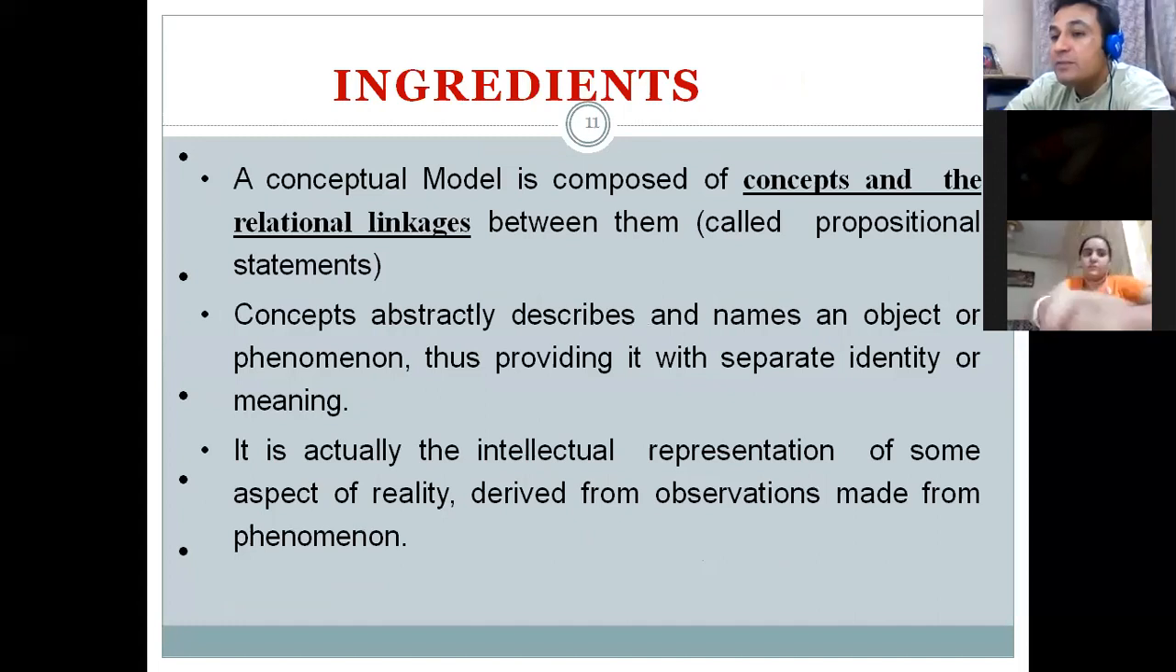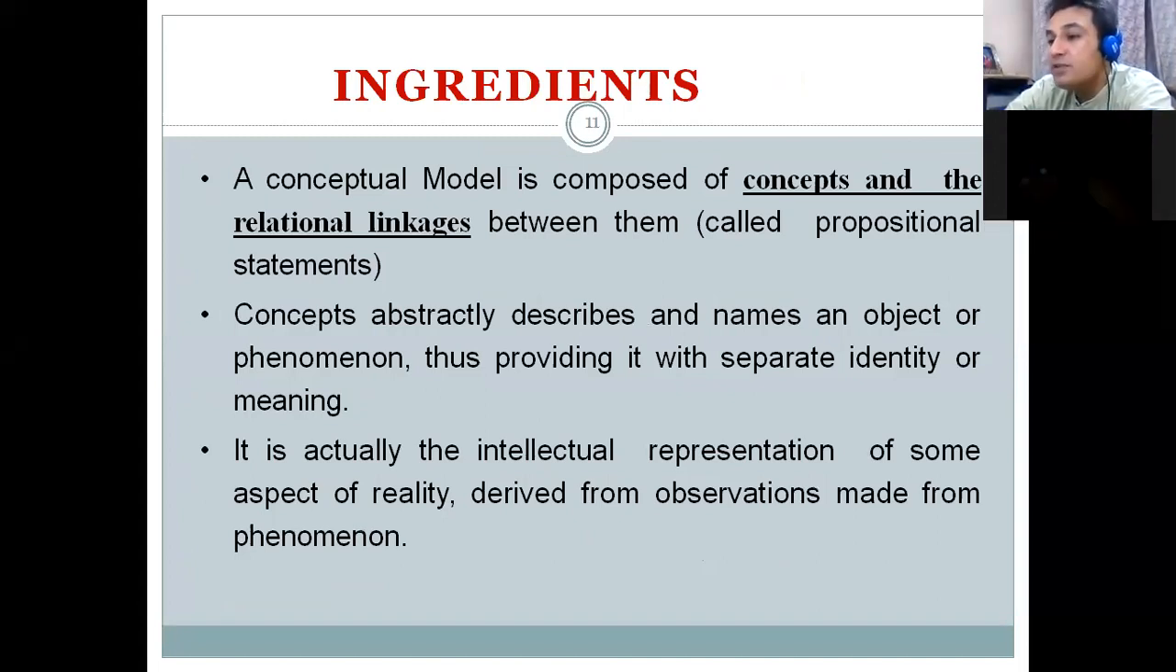So concepts and relational linkages, these are propositional statements or assumptions or hypotheses. Concepts describe an object or a phenomenon. Every concept is based upon some phenomenon. It is the intellectual representation of some reality. Reality means unobserved reality. That is why we say latent variables, that means unobservable. You feel there is a reality behind it, but you cannot observe that.